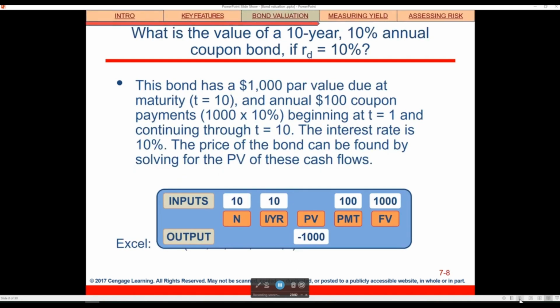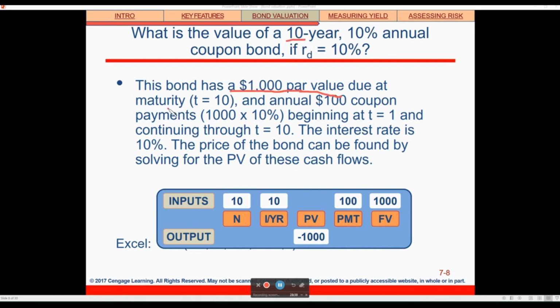So let's go over a couple of examples. Here we have a 10-year bond with 10% annual coupon, and the yield to maturity or the interest is 10%. They're asking you what will be the value of the bond. One thing that you can determine is the size of a bond. Each bond is issued in increments of 1,000. So we'll say that here we're only looking at one bond, and the par value of the bond will be 1,000.